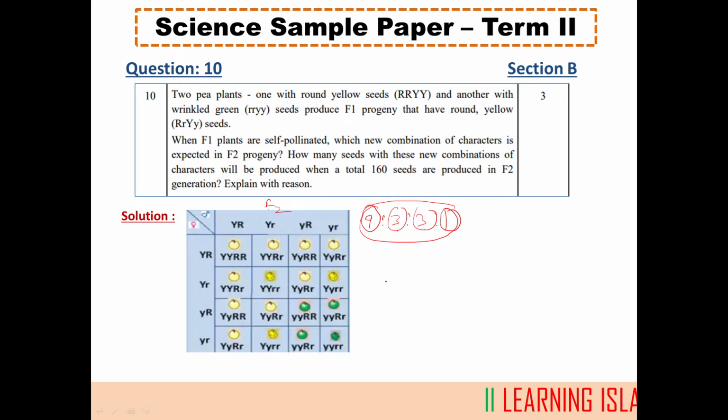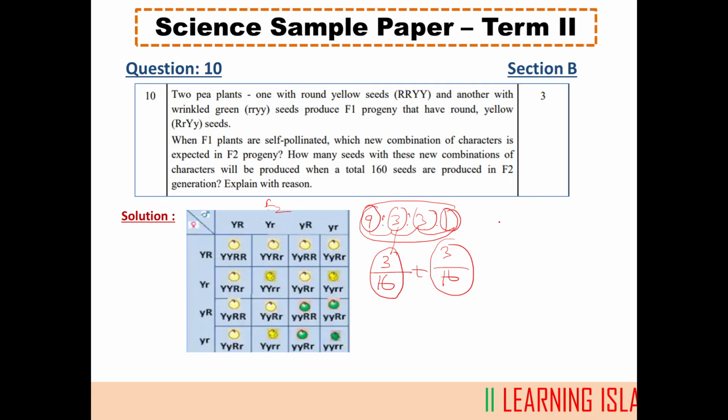So if I find the percentage, we can do it like this. The number of mixed will be 3 out of 16. If you add all this, we get 16. So out of 16, 3 will be mixed and another 3 will be mixed. This will be the fraction of the progeny produced in the F2 generation.